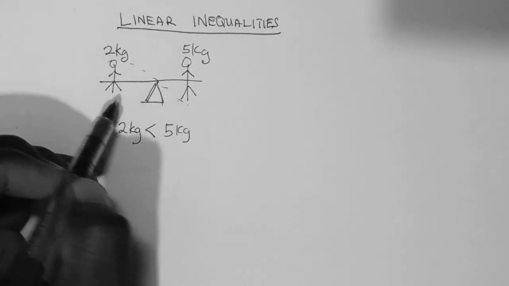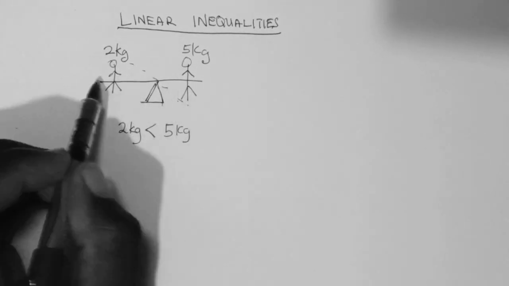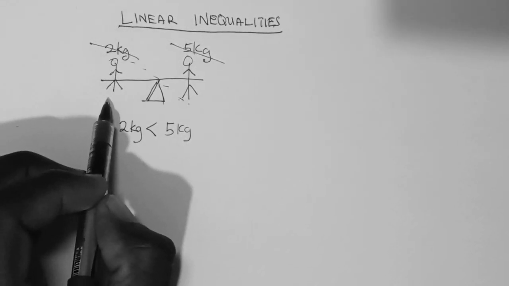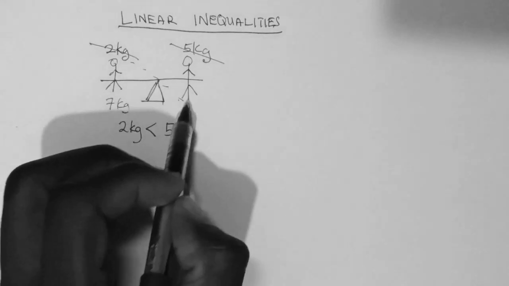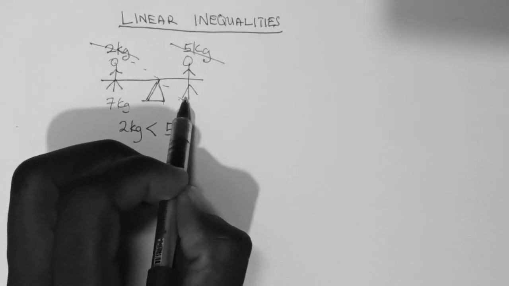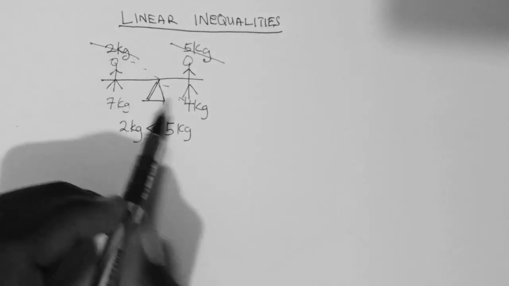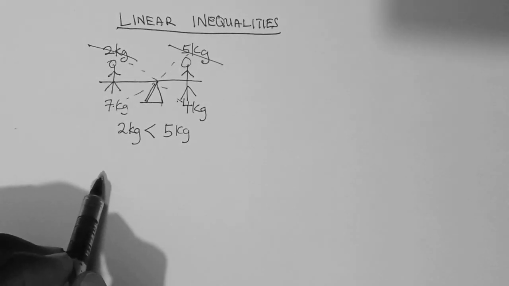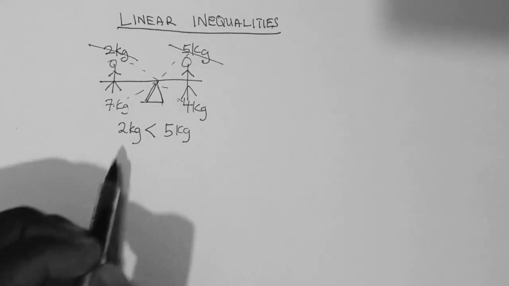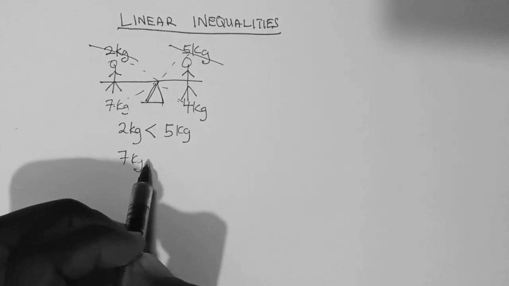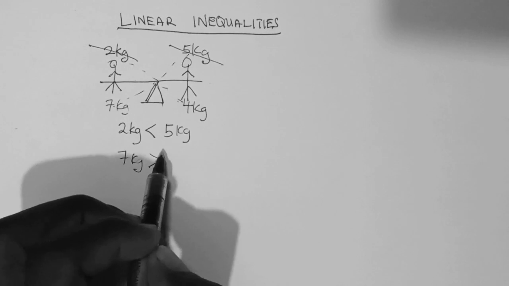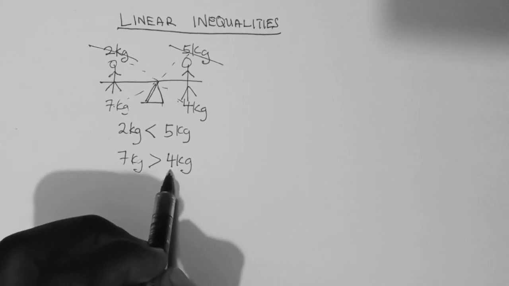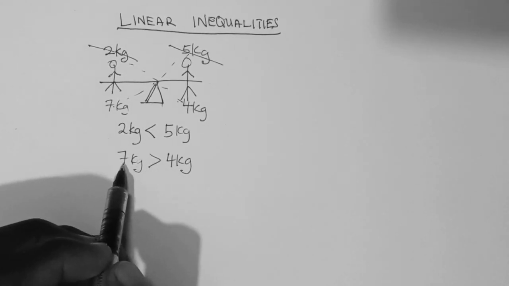Now, what if we change it such that we brought two different people, such that this one was 7 kilograms and this one weighed 4 kilograms. Where will the seesaw tilt towards? You see that in this case, it will tilt towards this side. This side will go down, this side will go up. Why? Because 7 kilograms is greater than 4 kilograms. Another way you could read this is 4 kilograms is less than 7 kilograms.